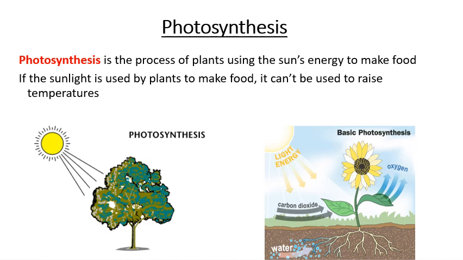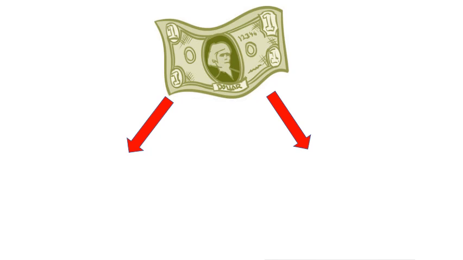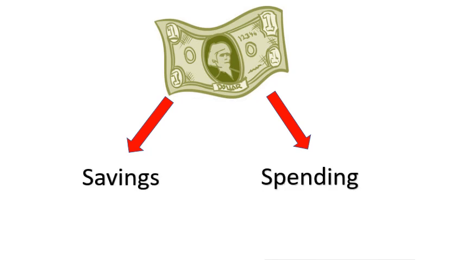But here's the trick. Sunlight, if it's being used to make food, can't be used to raise the temperature of something. Think about it this way. Imagine you have a dollar bill and you've got two choices with that dollar bill. You can either save it or you can spend it. You can't do both with the same dollar bill. I mean, you could save half of it and spend half of it, but with a single dollar bill, you have to make a choice. You either save it or you spend it.